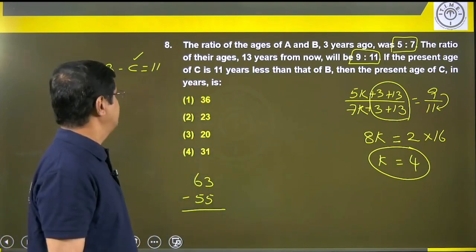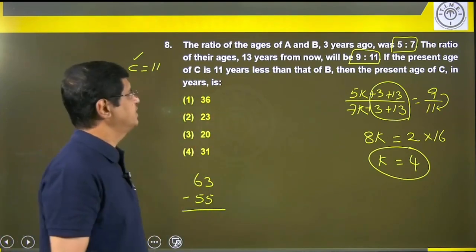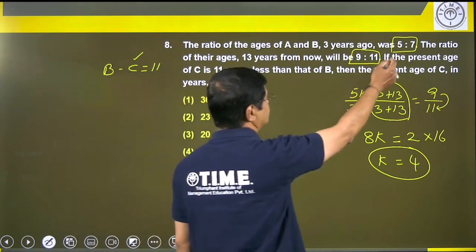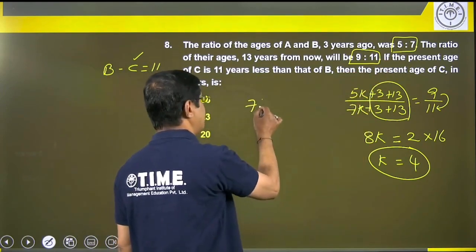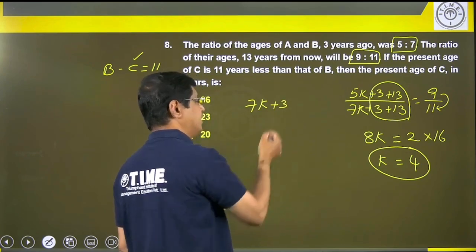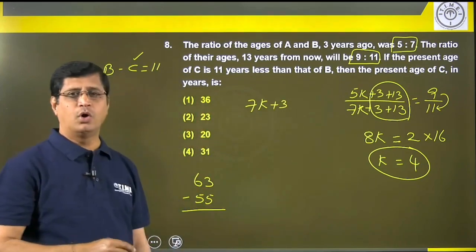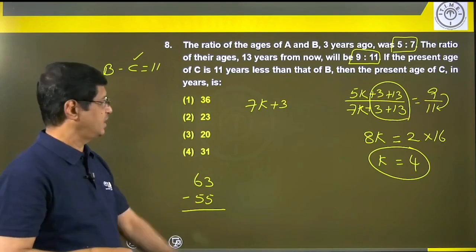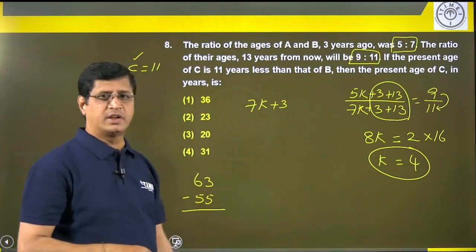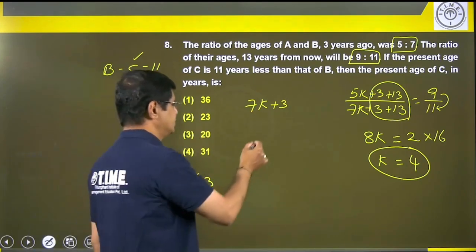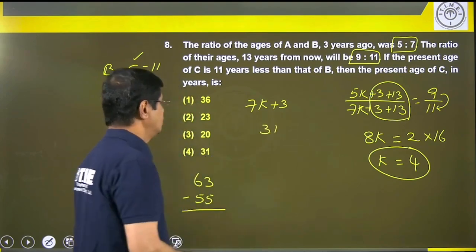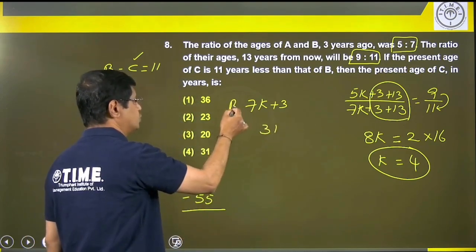The age of C means first of all find out the B age. What is the age of B? B is equal to 7k plus 3. 7k plus 3 years ago. What is the present age? 7k plus 3. Now 7 into 4, that is 28, plus 3, 31. So present age of B is equal to 31.